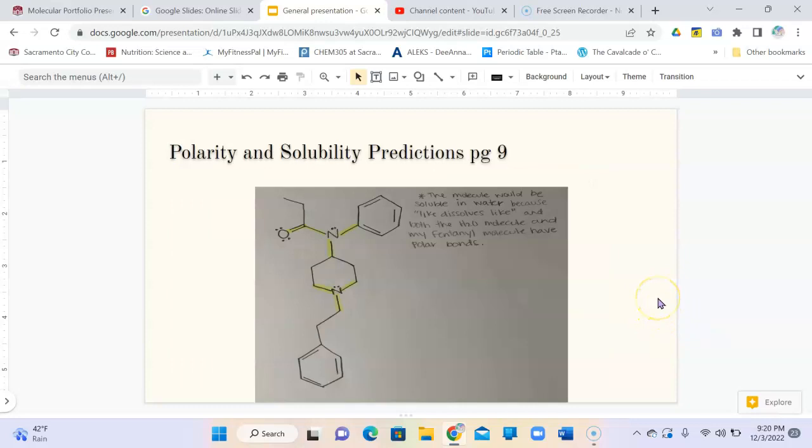Now this is page 9, the polarity and solubility predictions. As you can see highlighted here, here, and here, those are the polar portions of the molecule. And so I don't know if you can read it very well, but it basically says the molecule fentanyl would be soluble in water because, as we learned in class, like dissolves like. And both the H2O molecule and my fentanyl molecule have polar bonds, and so it would be soluble in water.